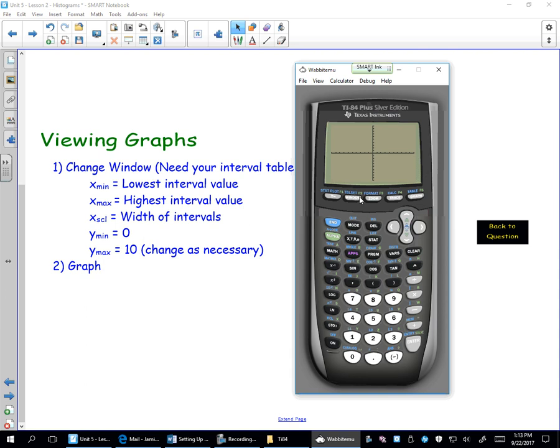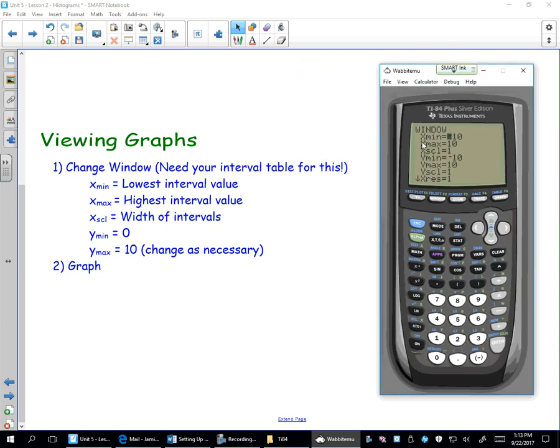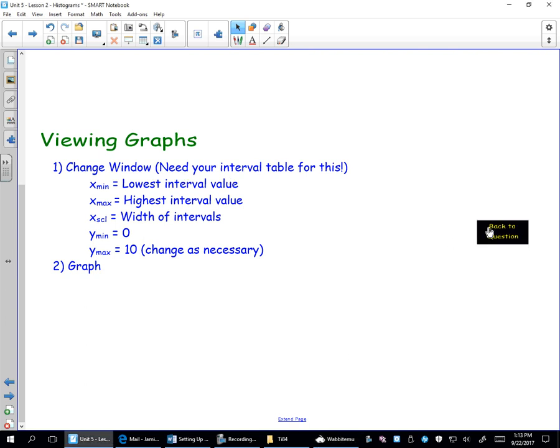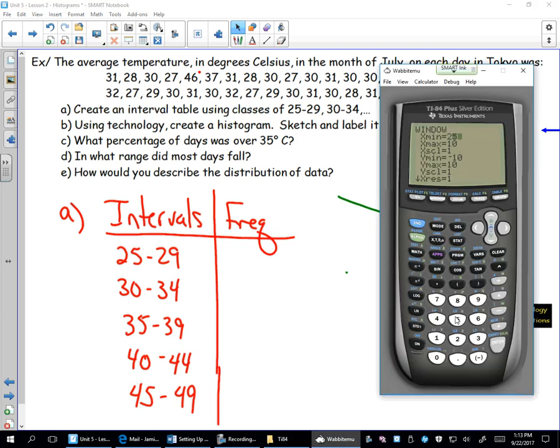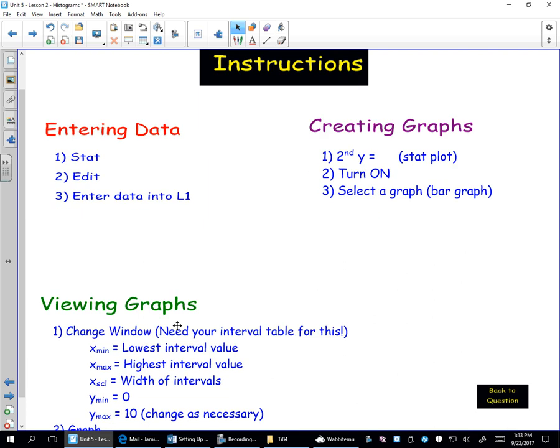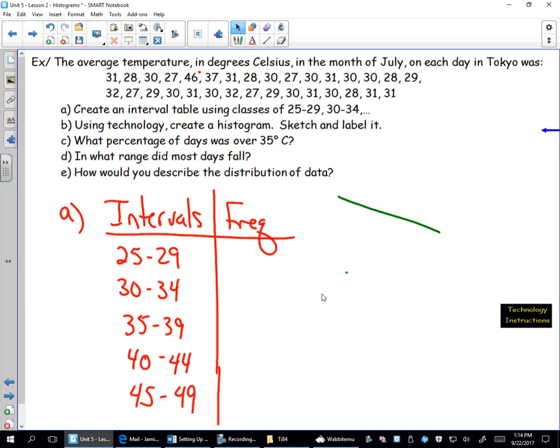Okay, we're going to go to the word window, and X-min comes from our table. It's the lowest interval value. So if you look at your table, the lowest interval value that we picked was 25. So we're going to put a 25 in here. Okay. The X-max is the highest interval value. Again, if you go to your table, okay, you look at this.